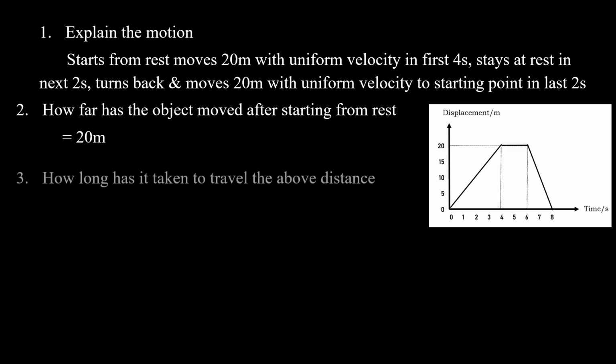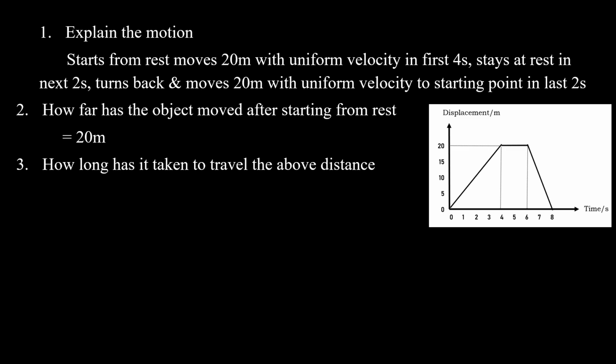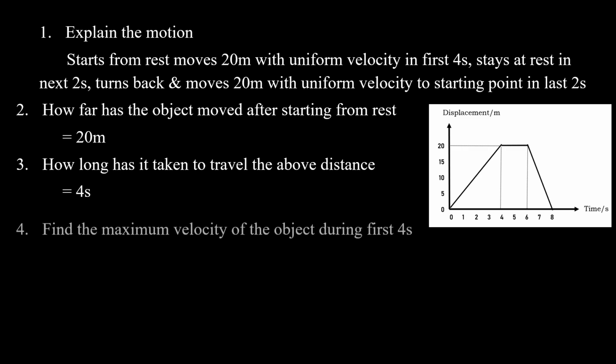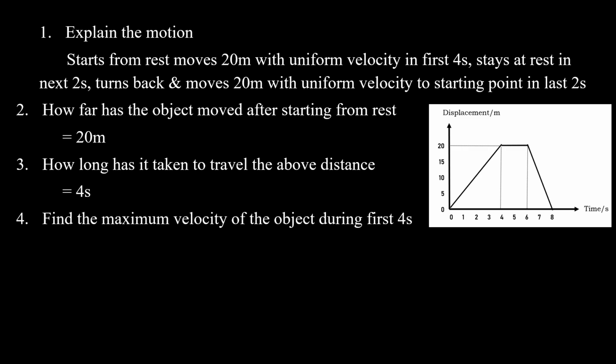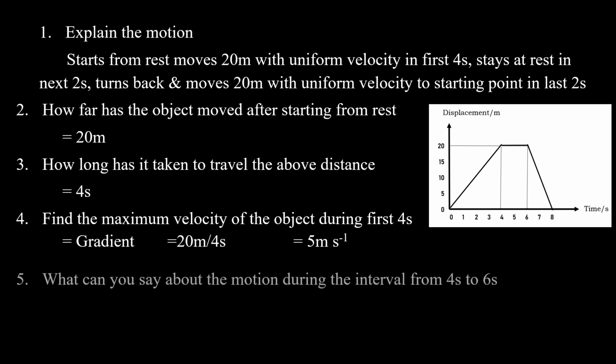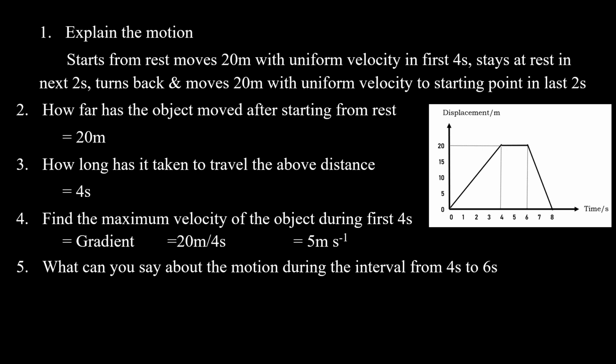Next they ask, how long has it taken to travel the above distance? You can also see that directly through the graph, it's 4 seconds. Next, find the maximum velocity of the object during first 4 seconds. So how to calculate the velocity in a displacement time graph? You just have to calculate the gradient, which is 20 meters divided by 4 seconds, and the answer is 5 meters per second.